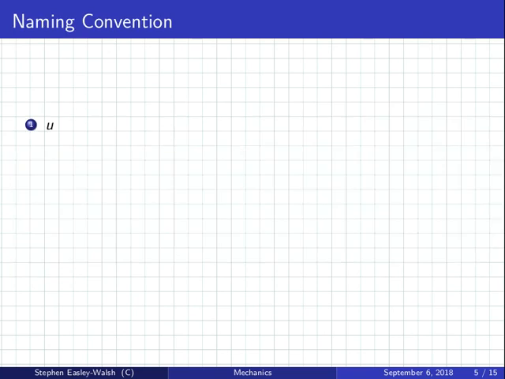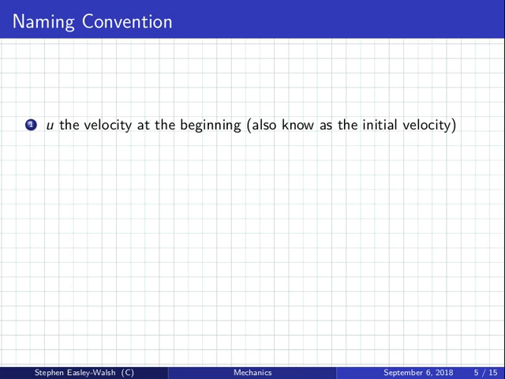Okay, continue. Now, some naming convention. And again, it's convention, not a rule. So the letter U, does anyone know what this represents? Velocity 1. Yeah, velocity 1. Rather than saying velocity 1, can you give me an adjective? I'll make it a bit more academic. The initial velocity. The velocity at the beginning, also known as the initial velocity. The next one is V, which represents the end velocity, the final velocity.